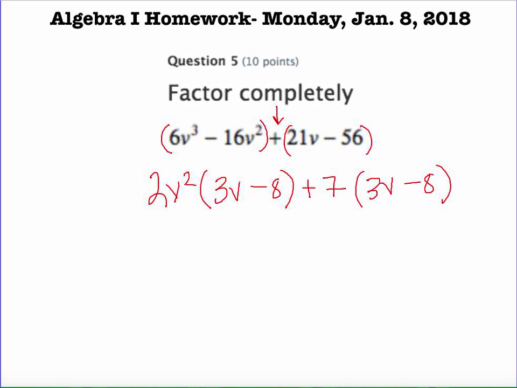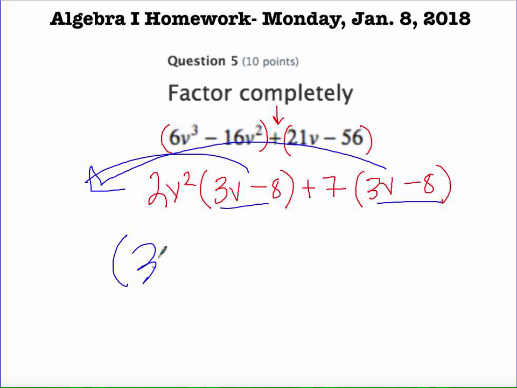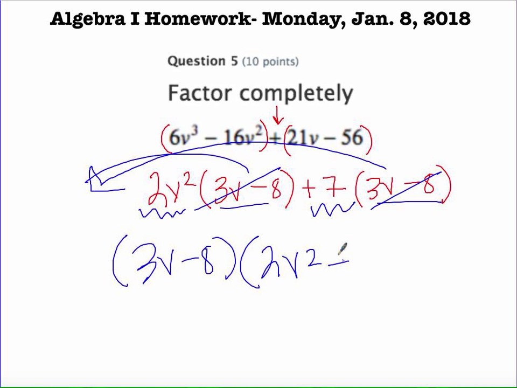So we're not done because both of these binomials now match, and they are a factor that we need to factor out to put out front. So we would have 3v minus 8. And when they are factored out, what we are left with is the 2v squared plus 7. So you could have written this factor first, but everything else has to be the same.